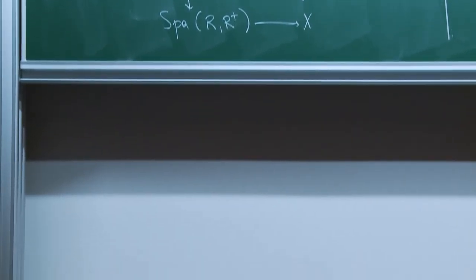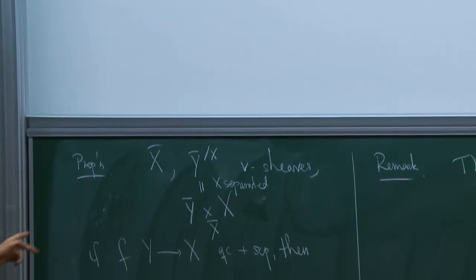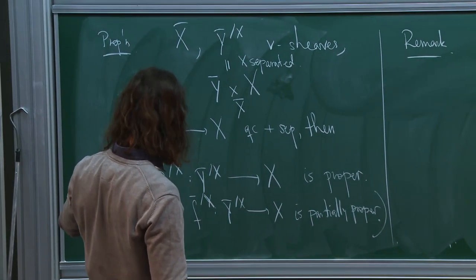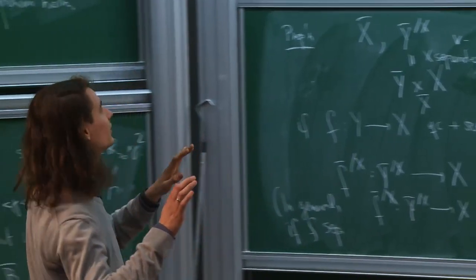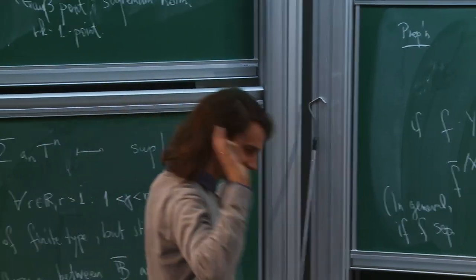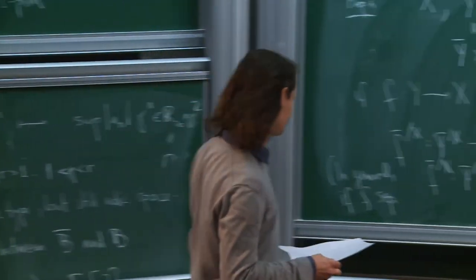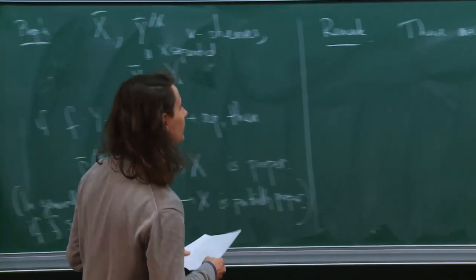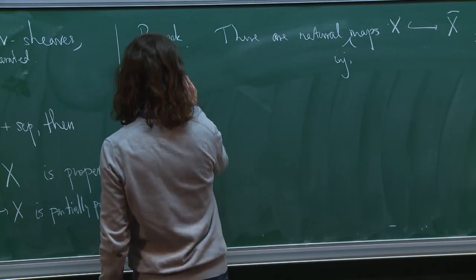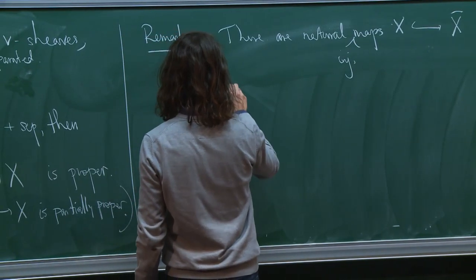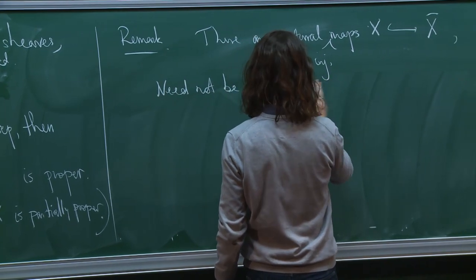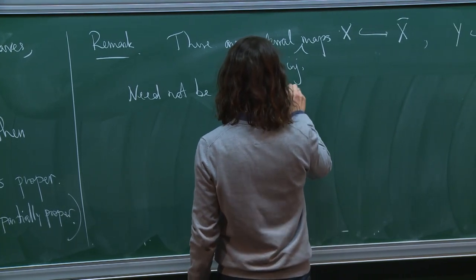I mean, for all these guys, and there is a slightly different way of saying it, where you only have the valuative criterion for fields, but then in the locally spatial case, it's equivalent, but then there was some other stuff. Well, you need to assume it's taut also. Okay. I don't want to discuss partially proper guys. But they need not be open immersions.